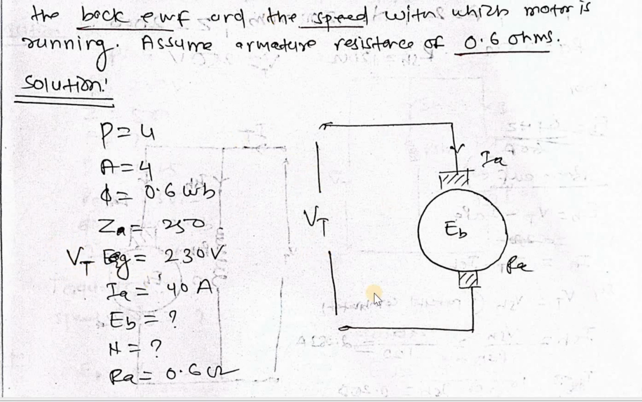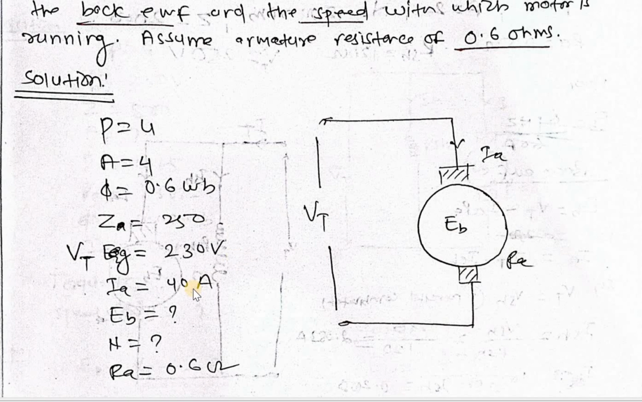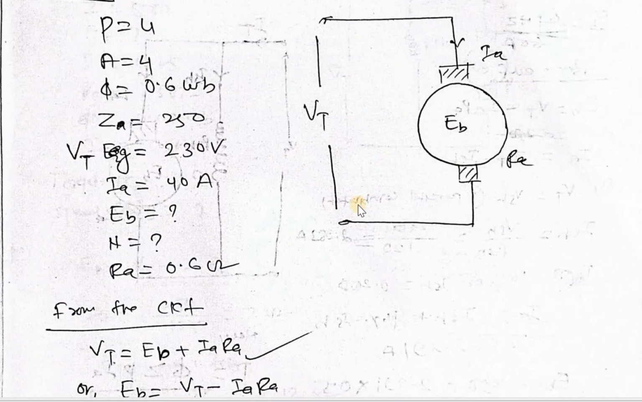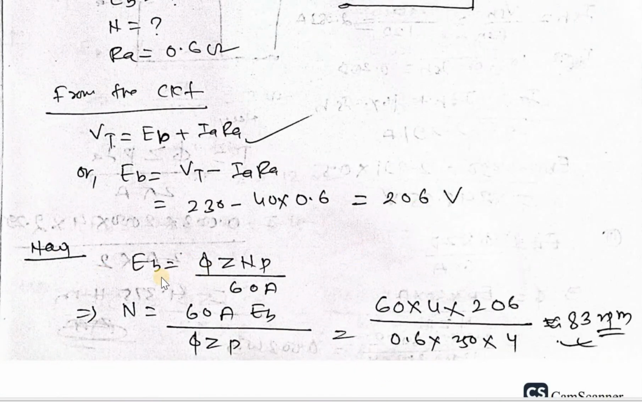This is Vt, and this is the circuit diagram of the above numerical problem. Vt equal to 230 volt, when connected to 230, this is the supply, so 230 volt. Ia equal to 40 ampere. We have to find Eb and N, where Ra equal to 0.6. From the circuit, we know Vt equal to Eb plus IaRa. This voltage equals the sum of this voltage, as Eb and IaRa. Then Eb equal to Vt minus IaRa. Put the values of Vt and IaRa, we can get the value of Eb, 206 volt.